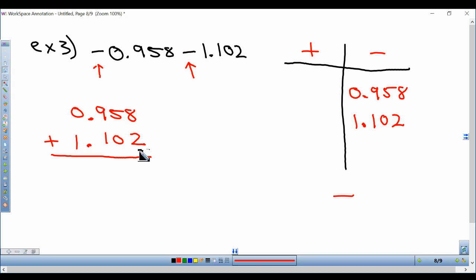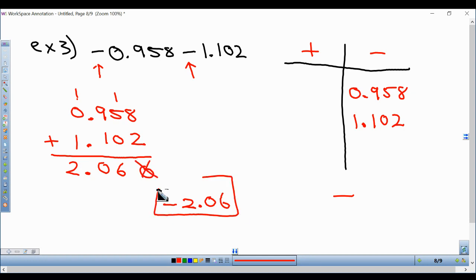So 8 plus 2 is 10. Carry the 1. There's the 0. 5, 1, and 0 make 6. 9 and 1 make 10 again. So carry the 1, add a 0. And 1, 0, and 1 make 2. Don't forget your decimal. The number that I get is 2.060. So my answer, because the negative team won, is negative 2.06. I do not need to put that last 0. It's not important. The answer is negative 2.06.